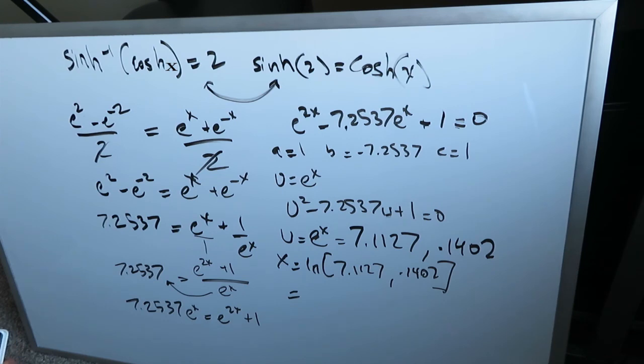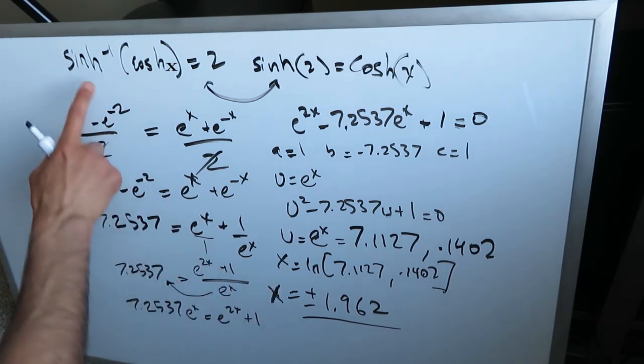7.1127, natural log it. I get a 1.9618. Let's round it up, 1.962. I get a plus 1.962. Let's do 0.1402, natural log it. I get a minus 1.962. Round it up, of course. So you have 2 solutions, positive and minus 1.962. These are your values for x.